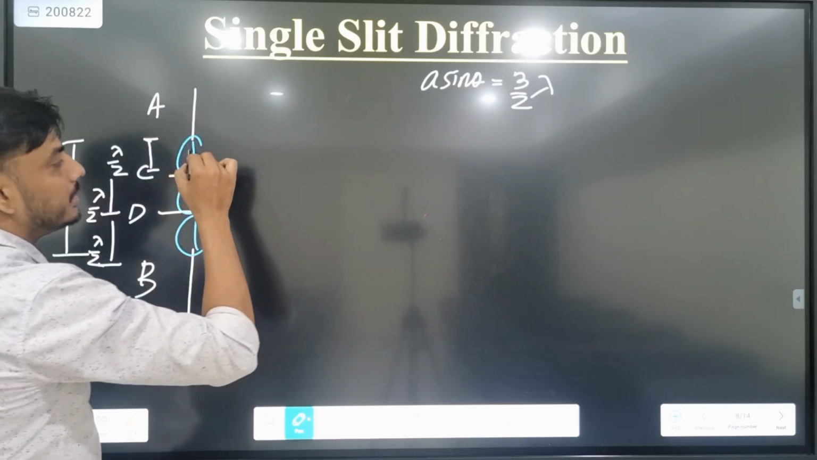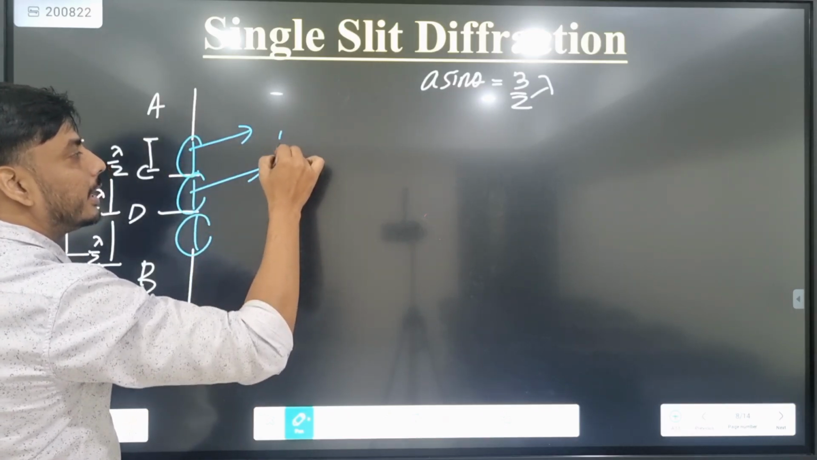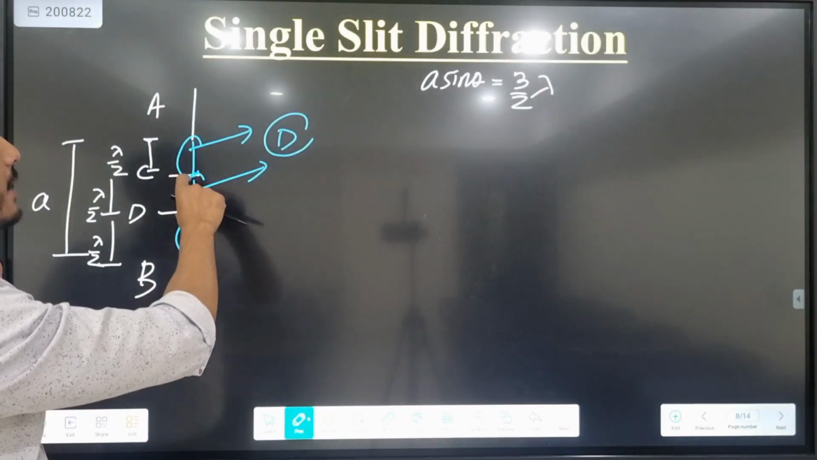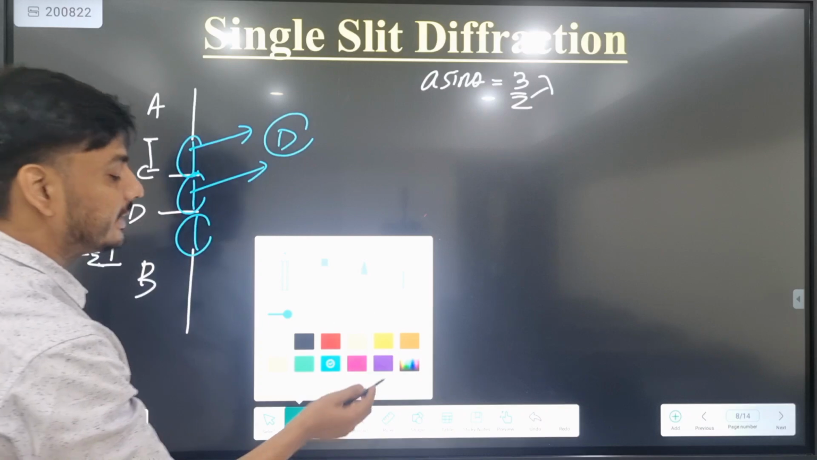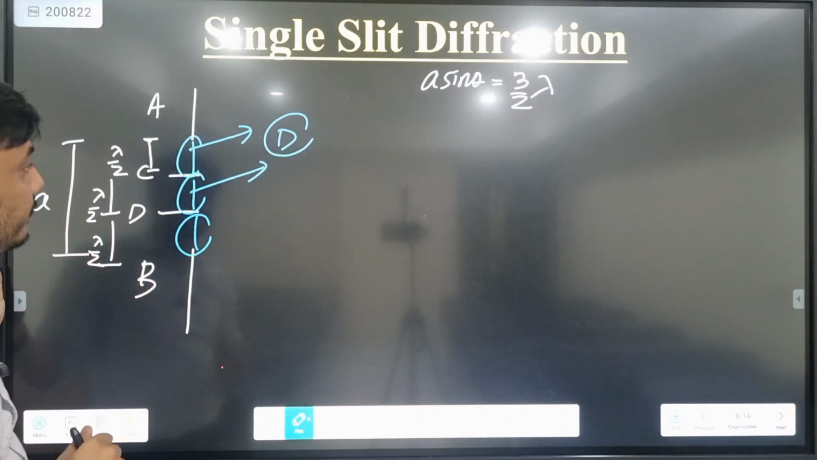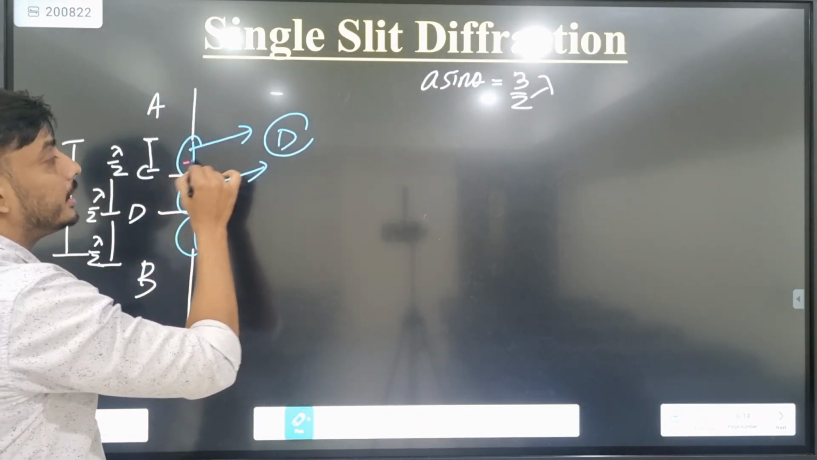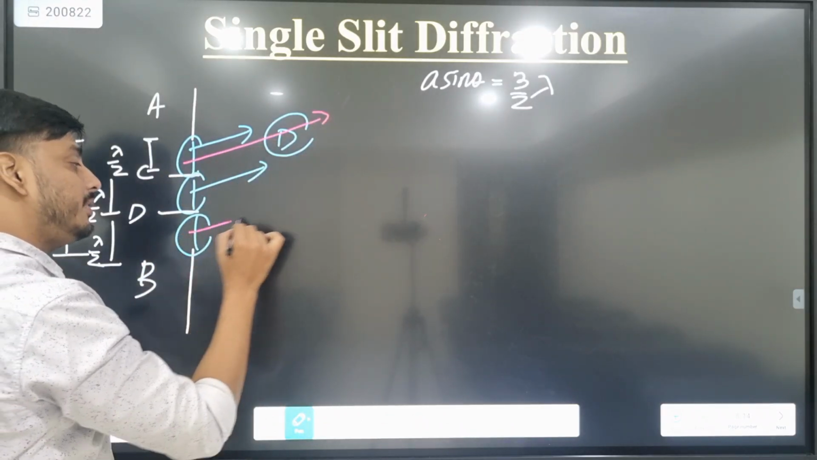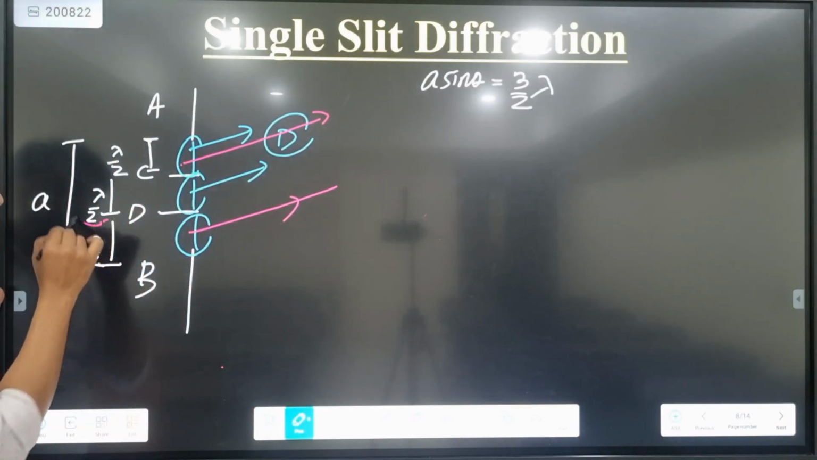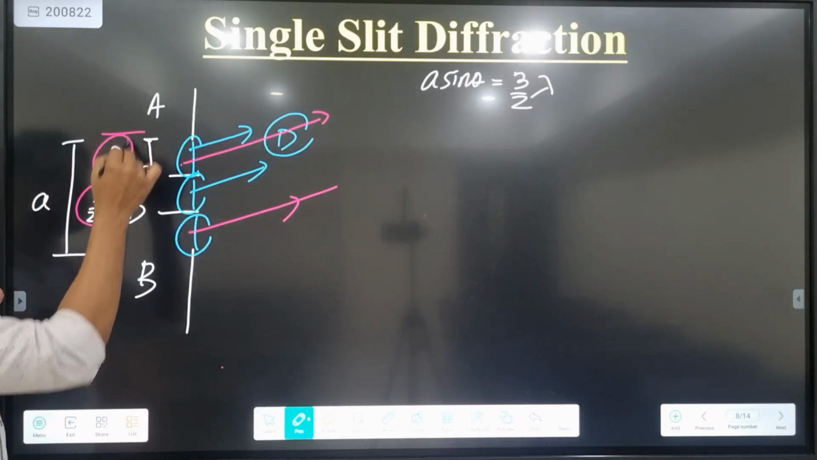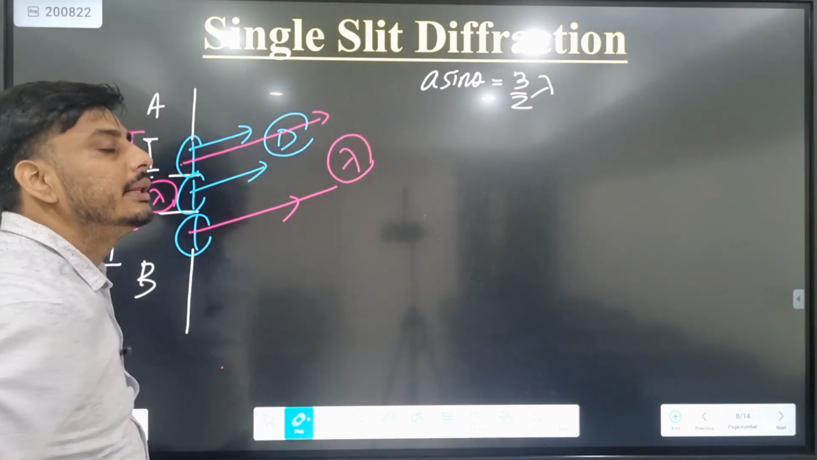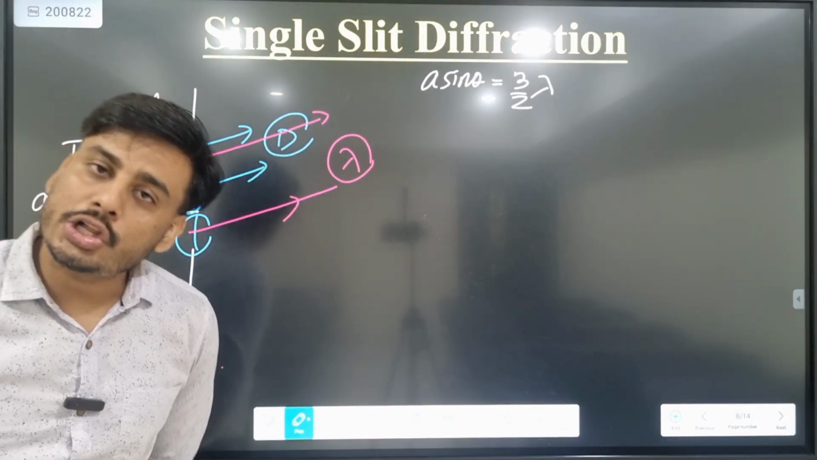Now, when light travels from the first part and second part, there will be destructive interference. Already we have discussed, because for each point in the upper half there must be a point in the lower half where the path difference will be lambda by 2, and that is the condition for destructive interference. Now for the remaining part, for each point there must be a point where the path difference will be lambda. You can see this is lambda by 2, this is lambda by 2, so the total path difference will be lambda. If the path difference between them is lambda, that means they interfere constructively.